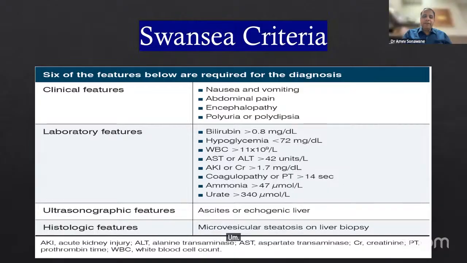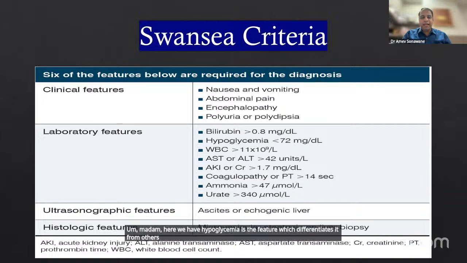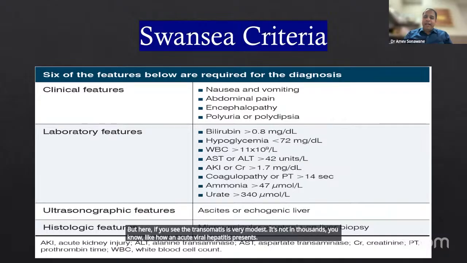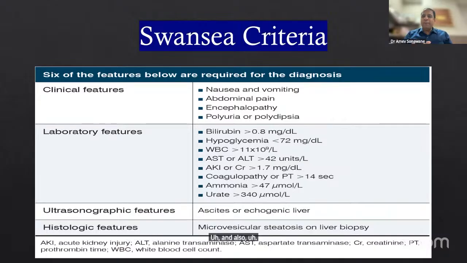Madam, here hypoglycemia is the feature which differentiates it from others. Actually, even acute liver failure can present this way with hypoglycemia. That is also an initial feature of acute liver failure. But here, if you see, the transaminases are very modest. It's not in thousands, like how an acute viral hepatitis presents. And also, we see a normal platelet count, so HELLP is out.